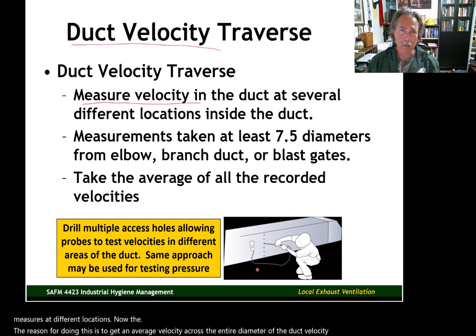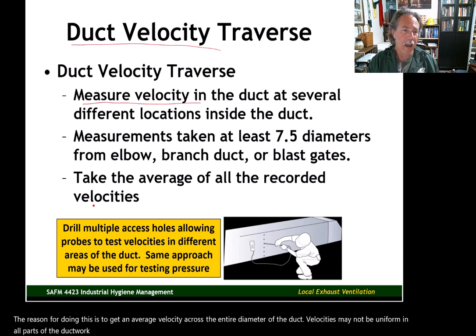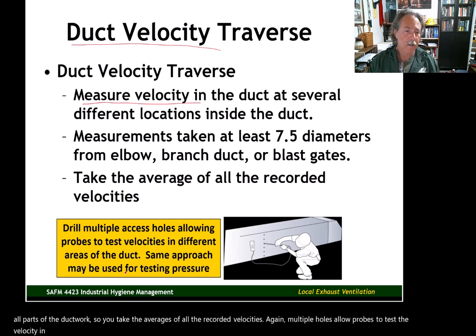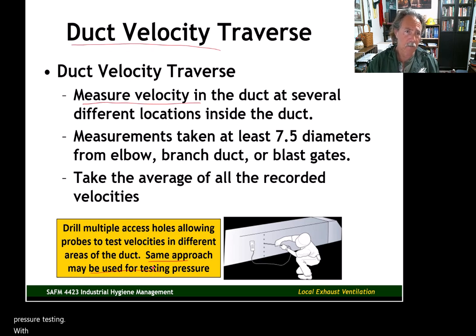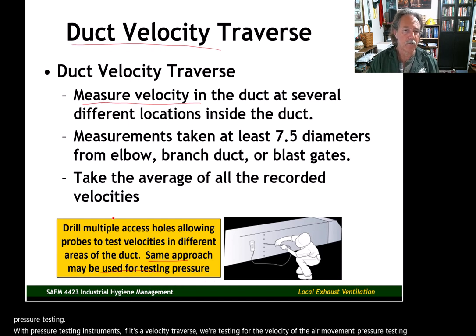Velocities may not be uniform in all parts of the ductwork. So you take the averages of all the recorded velocities. Again, multiple holes allow probes to test the velocity in different areas of the duct. Now, this same approach can be used for testing pressure, doing a duct traverse for pressure testing with pressure testing instruments. If it's a velocity traverse, we're testing for the velocity of the air movement. Pressure, testing for pressure with different instruments.